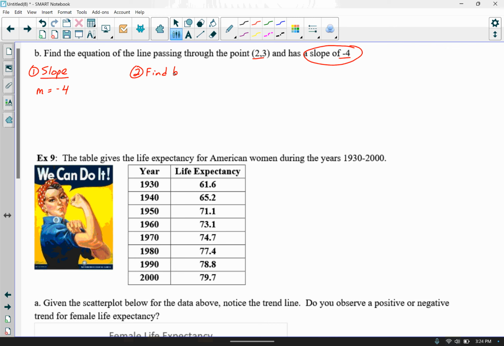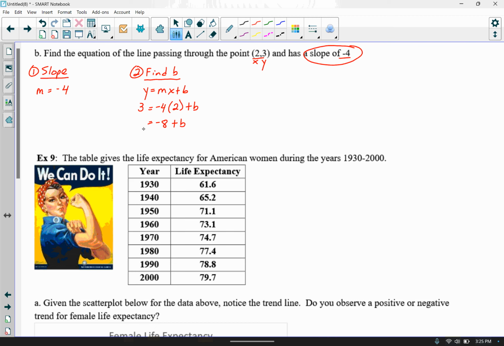Well, it wasn't nice enough to tell me what my y-intercept was, so I'm going to have to do the work there. So y equals mx plus b. But this time we don't have any choices. We have an ordered pair here. This is your x and this is your y. So in place of y, plug in 3. In place of m, there's your -4. x is 2. -4 times 2 gives you what, -8?